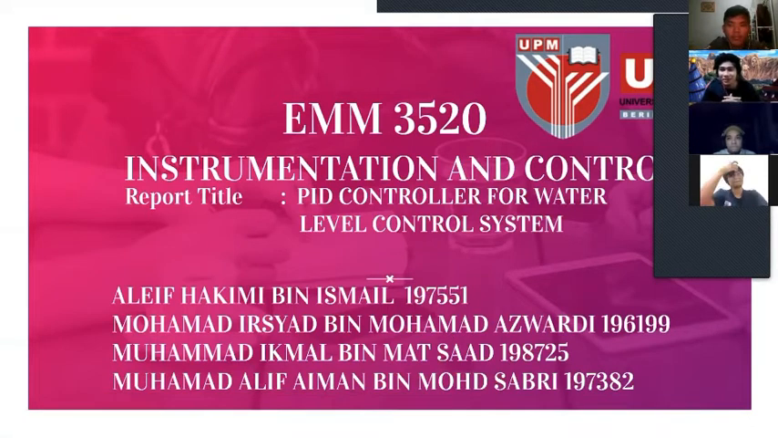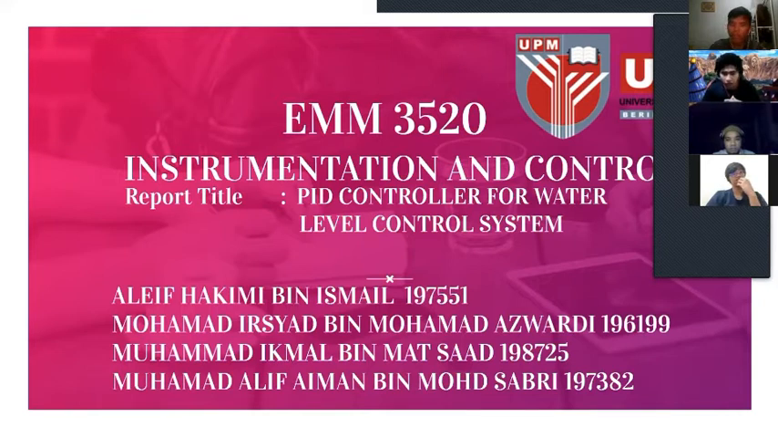So today we are here to discuss our presentation for project control and instrumentation. The code for the project is EMM 3520 and the subject name is Instrumentation and Control. The report title is PID Controller for the Water Level Control System. My name is Halvekimi B. Ismail. The matrix is 197551.